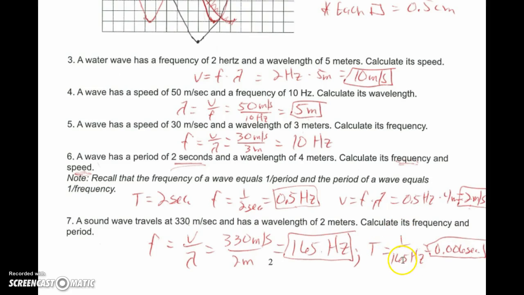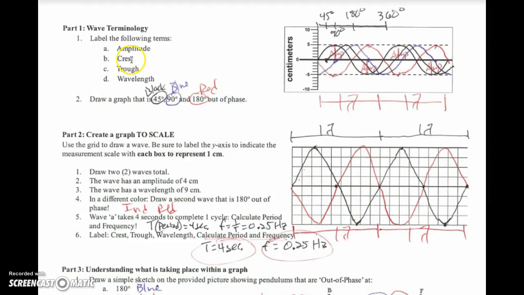1 over 165 is going to be 0.006 seconds for the period. Now, as we carry on here, I've done this so that I can just highlight it. I want to make sure you realize amplitude is the distance from equilibrium to the highest and lowest points, to the crest, to the trough.